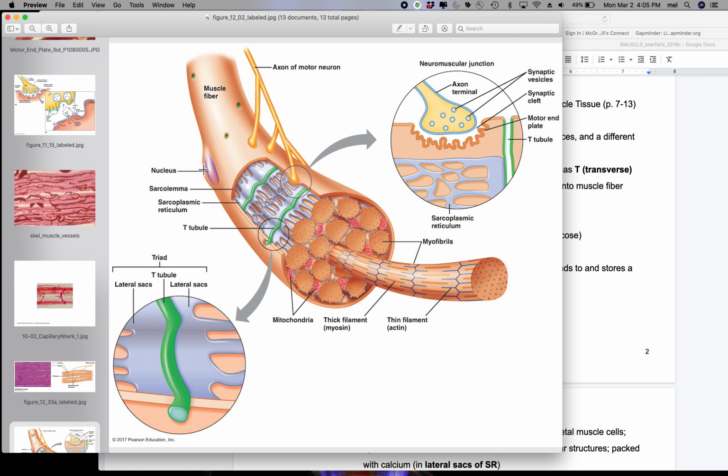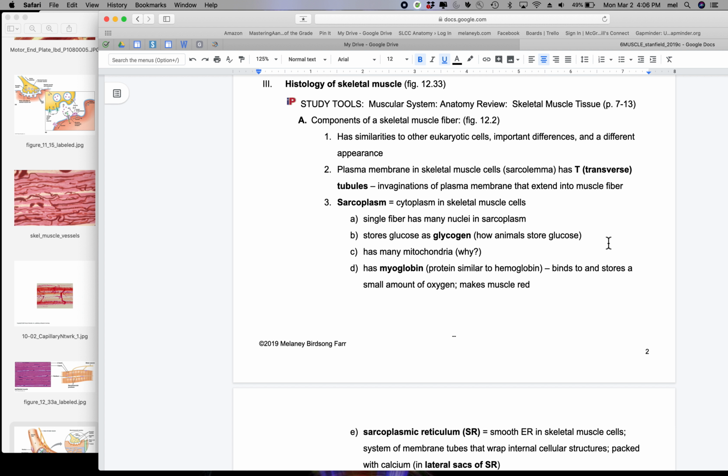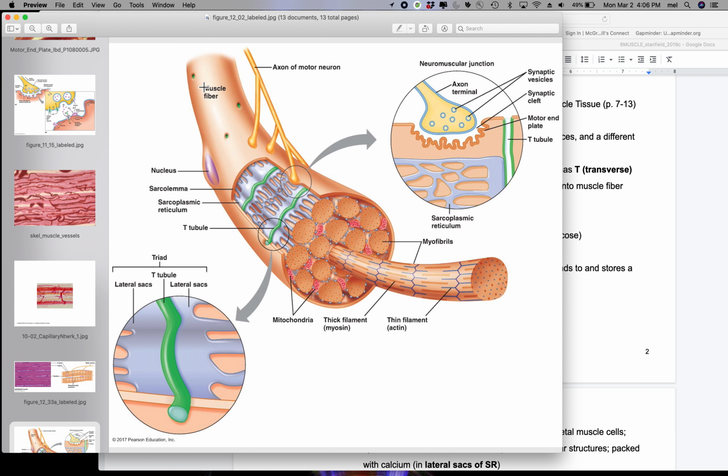This one's only showing one, but a nucleus could be here and here, and the nuclei are peripherally located, meaning they tend to get pushed up against the cell membrane because the middle of the cell is really kind of full, so there's not much room for them. And then the plasma membrane on a skeletal muscle fiber, the plasma membrane here, is called the sarcolemma.